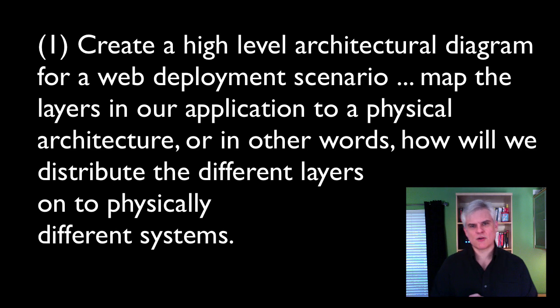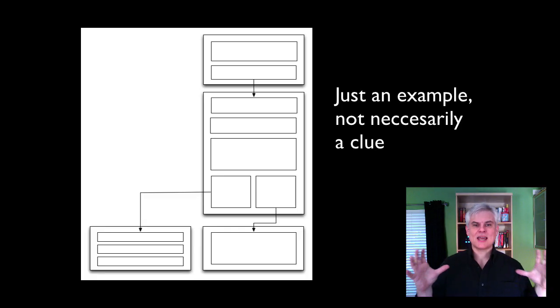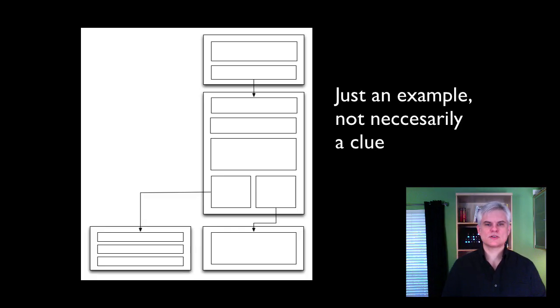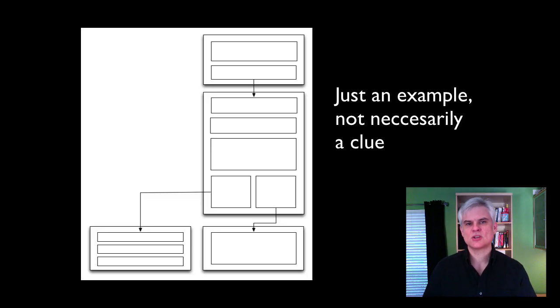Based on your current understanding of the problem domain, I want you to create a high-level architectural diagram for a web deployment scenario. So we're going to map the layers in our application to physical architecture, or in other words, how we distribute the different layers onto physically different systems. And what I want you to do is just kind of like you see this example on screen. Use big boxes. A big outer box to indicate the physical tier where you want your layers to reside, and then use smaller boxes on the inside to represent the software layers.